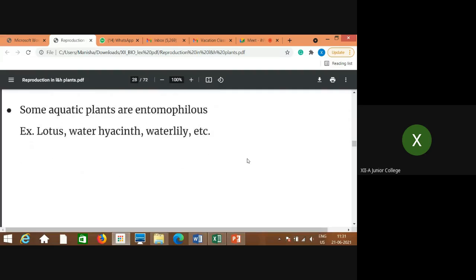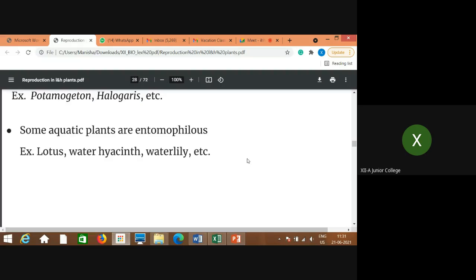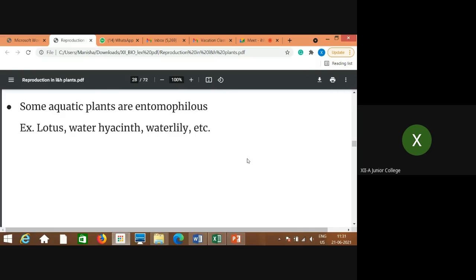And some aquatic plants are entomophilous also. How entomophilous? For example, lotus, water hyacinth, and water lily are some of the aquatic plants. Though they are growing in water, these are pollinated by insects. That means the flower is growing above the surface, so it is easier for the female part, the stigma, to receive the pollen grains carried by insects. So there are many insects which favor this type of pollination of aquatic plants like lotus, water hyacinth, and water lily.